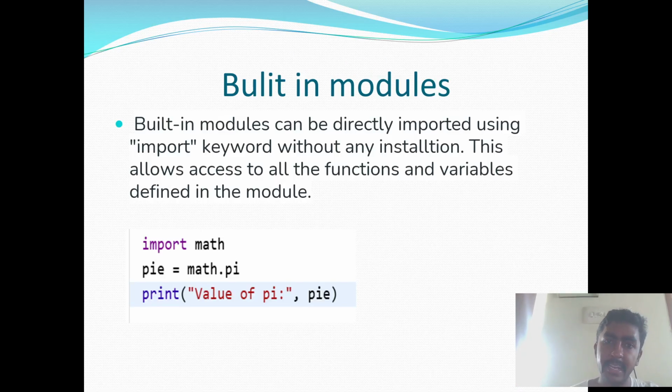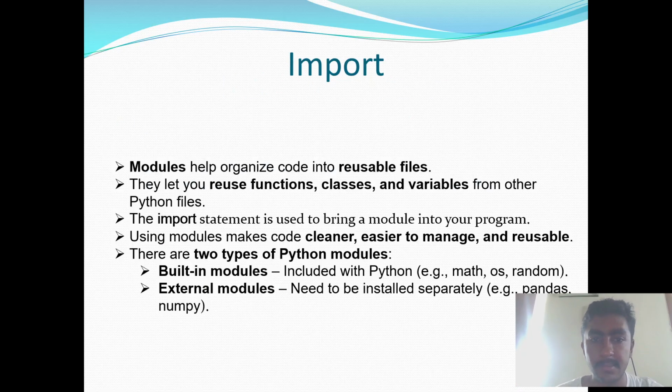So why do we need these kinds of modules? Modules help us organize code, reuse code, and make programs easier to manage. Let's understand why. Modules give us better organization. Instead of one huge file, we divide our program into small files and each file has a specific responsibility. This makes programs cleaner and easier to understand.